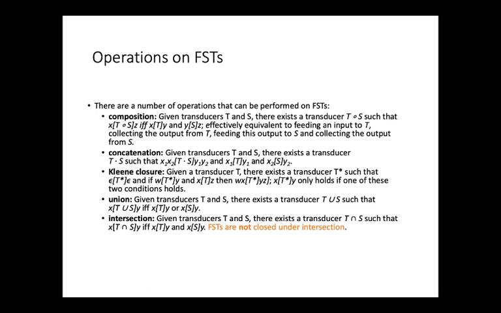Because composition is like feeding the output of one as the input to the other. So it's composition like in functional programming, it's like function composition. And in concatenation, you're not feeding the output, you're just stacking the two transducers end to end. You're just having this transducer, then that transducer.